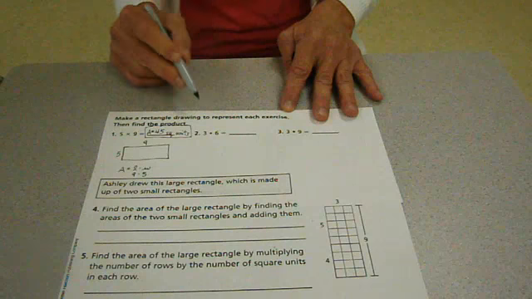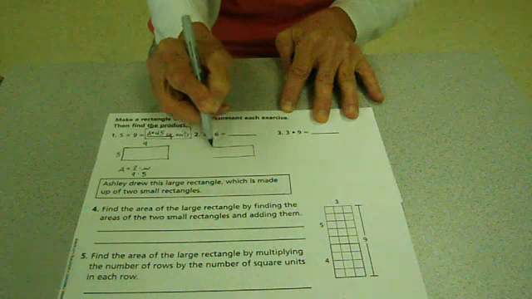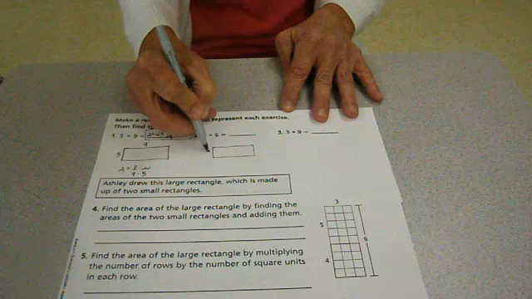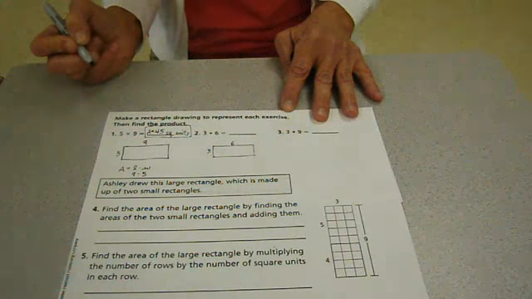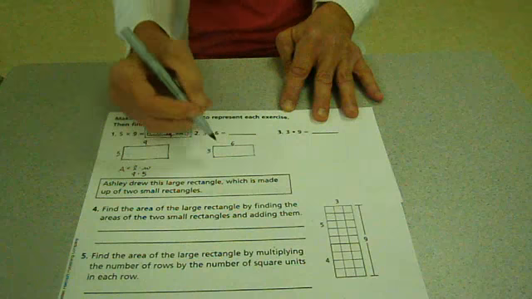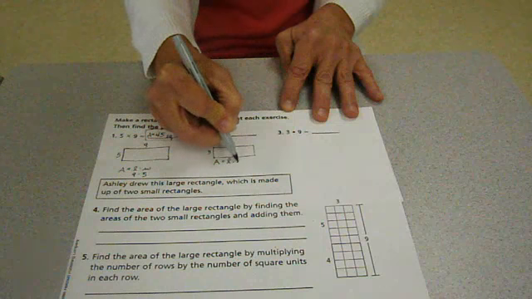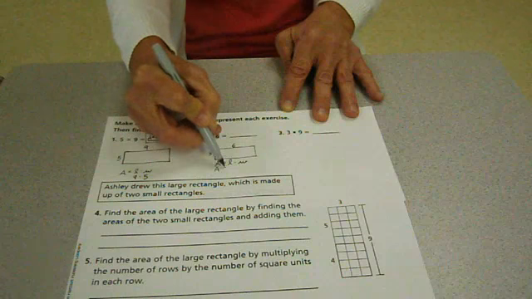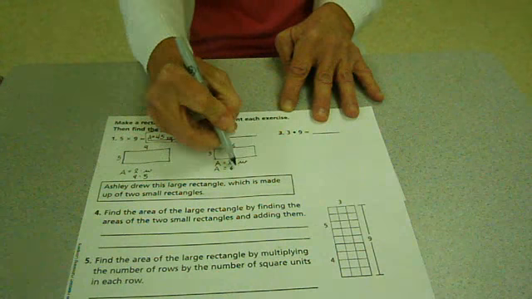Again, I have to make a rectangle drawing. I can do that. Where my short side or my width is going to be 3. My length is going to be 6. When I plug these figures into my formula, area equals length times width, so area equals, my length would be 6, my width would be 3.